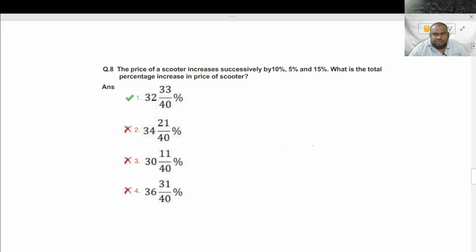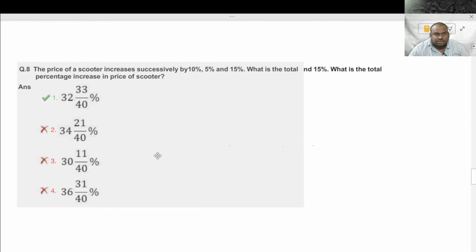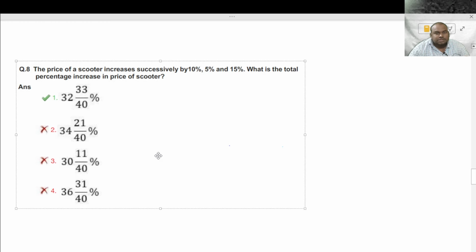Next question. The price of a scooter increases successively by 10%, 5%, and 15%. What is the total percentage increase in the price of the scooter?